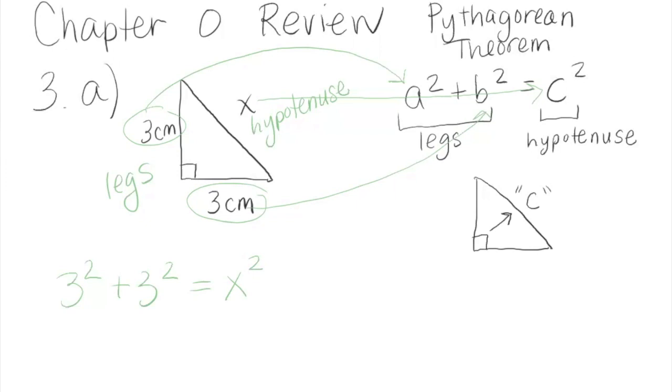3 squared is the same as 3 times 3, which is equivalent to 9. And these are like terms on the left, so we can add them together. 9 plus 9 is 18, which equals x squared. And now we really want to get x alone. So we need to undo a square. And the only way to undo a square is with a square root. So we will square root both sides. The square and the square root will cancel. So we'll get x equals the square root of 18.